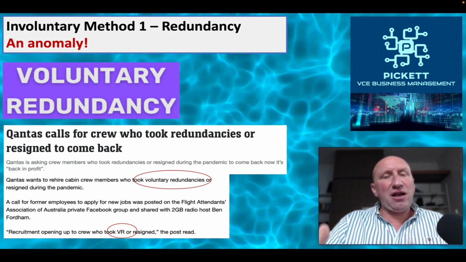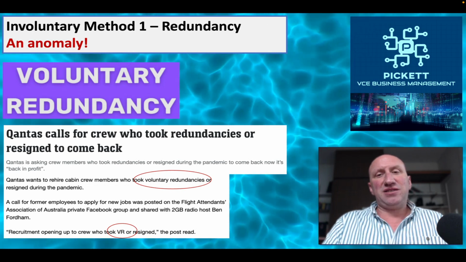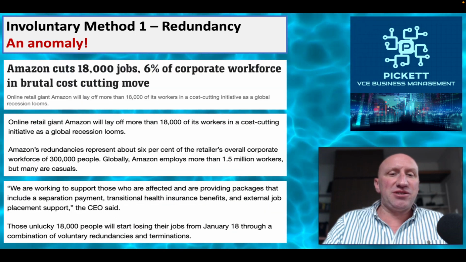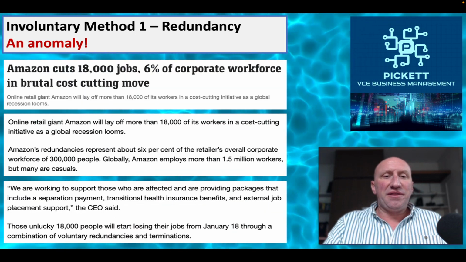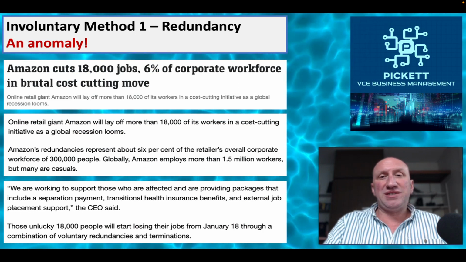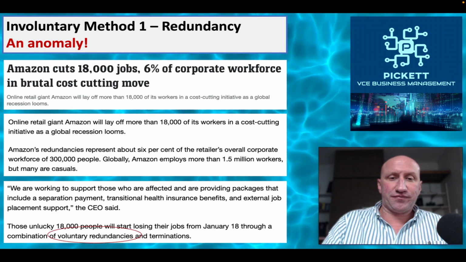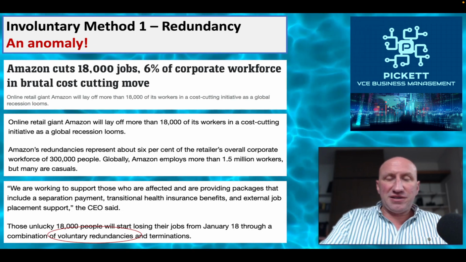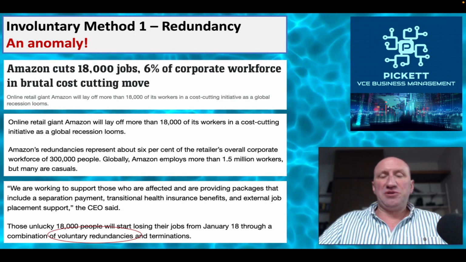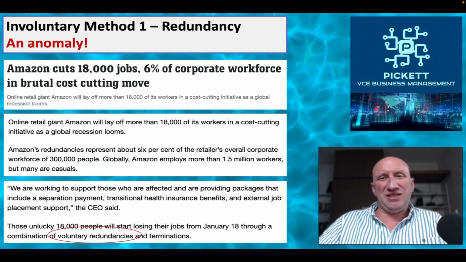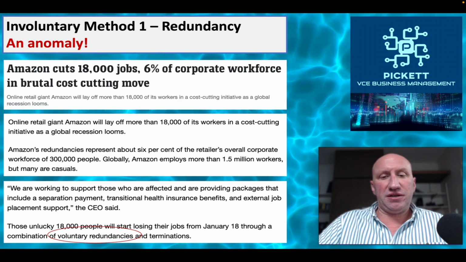So you can see this language used in the media, and this is exactly what that's talking about. So there's more here. Amazon. Here's a story from Amazon. They had to cut 18,000 jobs, which was 6% of their workforce. Brutal cost-cutting move. And again, you can see at the bottom there circled, it was through a combination of voluntary redundancies, and when it says terminations, that would have been forced redundancies.